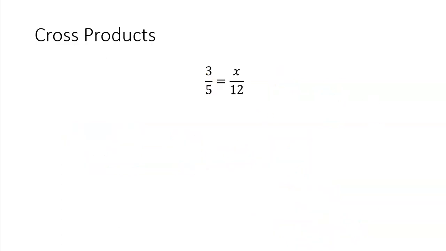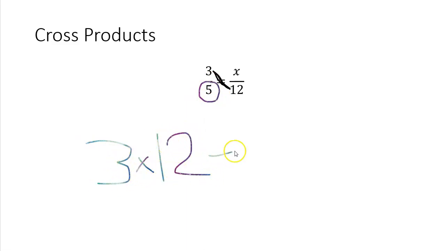Okay, third one, cross product. We're taking the two numbers that are diagonal. Those are our two numbers that are diagonal. We're going to multiply those. We're going to divide by that third number. So I'm going to do 3 times 12, and then divide that by 5. I type into my calculator 3 times 12 divided by 5, and I get 7.2.